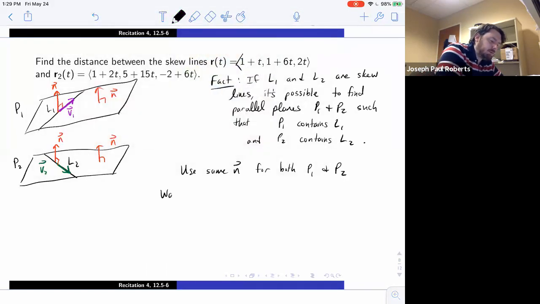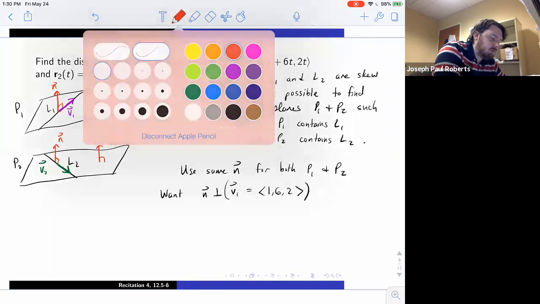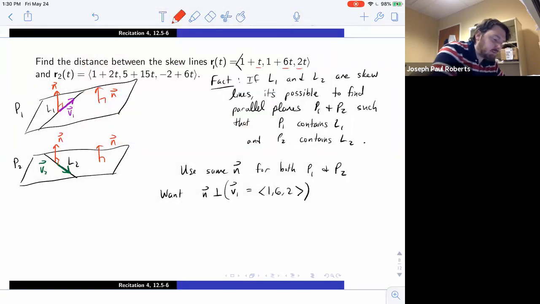So, okay, we want N to be perpendicular to V1, which, oh, I should have put a 1 here. Sorry about that. 1, 6, 2. Remember the direction of a line, you look at the coefficients of t, so 1, 6, 2. And then we also want n to be perpendicular to v2. And v2 is what? 2, 15, 6.